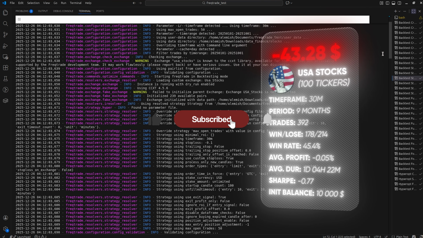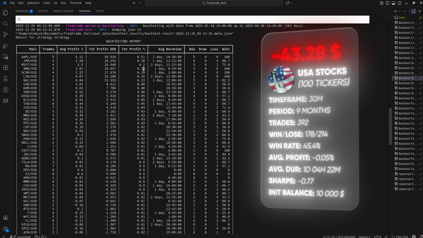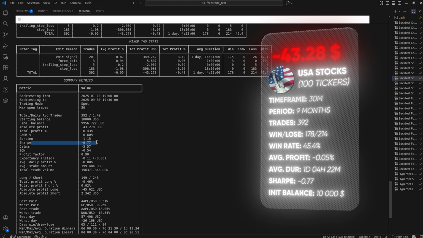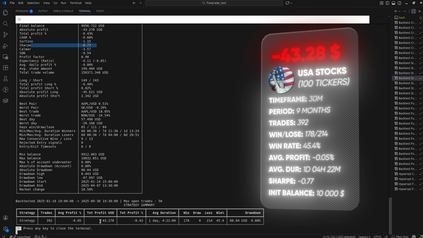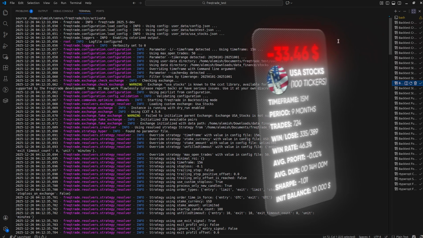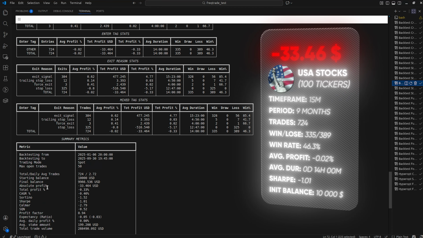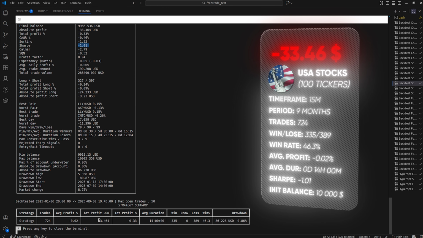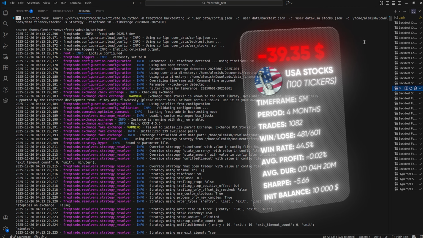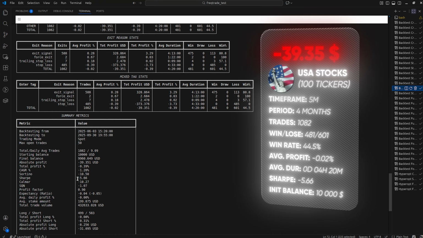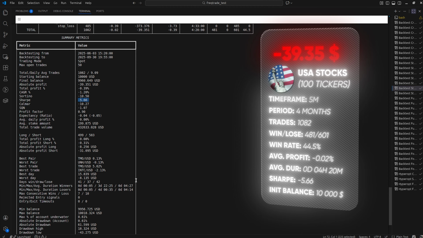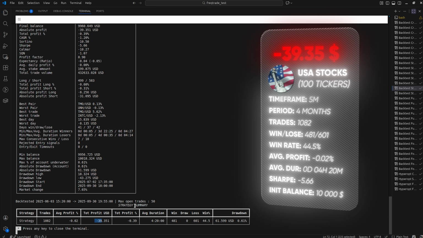30 minutes time frame. Results per pair. Negative Sharpe, minus 0.67. We've lost $43. 15 minutes time frame. Well, Sharpe is negative once again, minus 1.01, and we've lost $33. 5 minutes time frame. Sharpe is negative, minus 5.66, and we lost just $40.